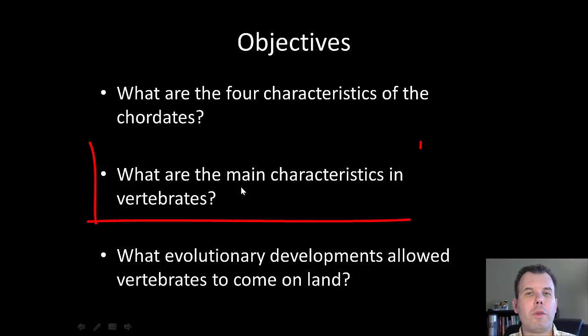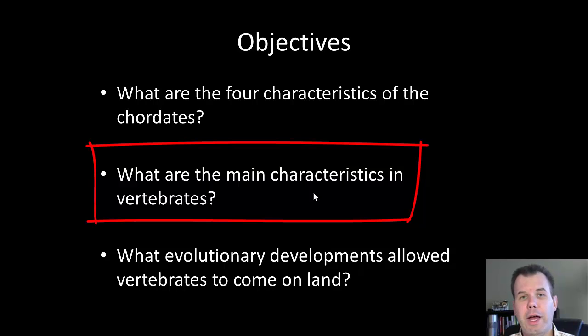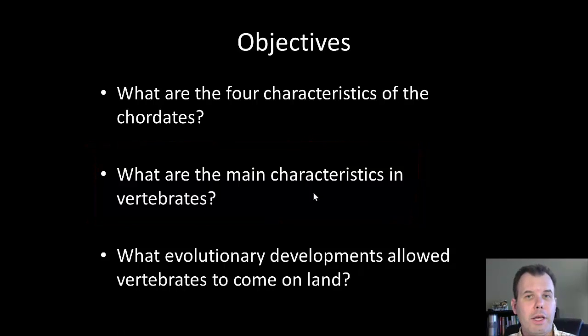Then we're going to look at what are the main characteristics of the vertebrates. So we're going to talk specifically about the ones that have a backbone in that case. What happens is the notochord actually becomes your vertebra and surrounds the dorsal nerve cord. And so what that does is it protects the nerve cord and also gives rise to the internal structure to keep us upright and allows us to walk on land.